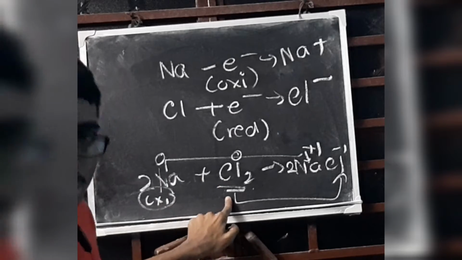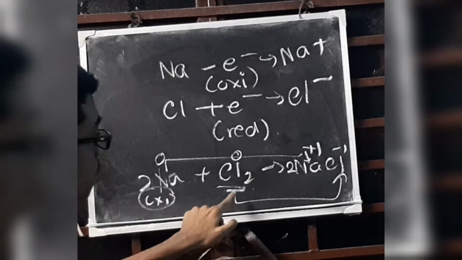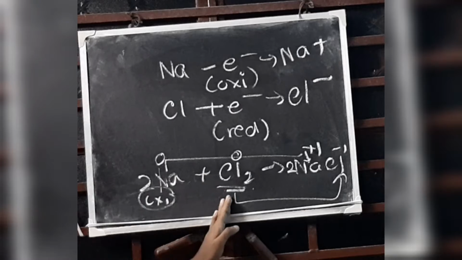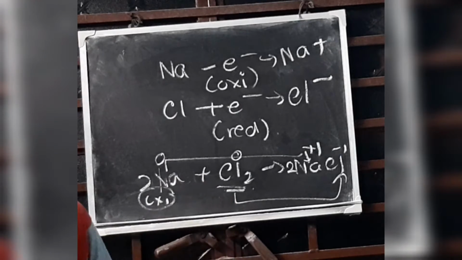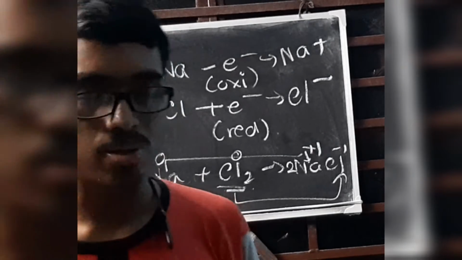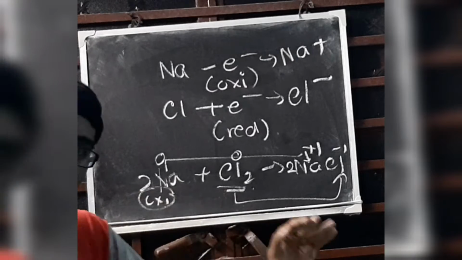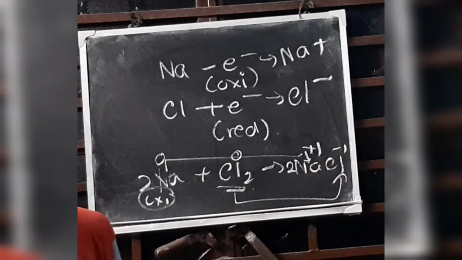This is undergoing oxidation, reduction, sorry, and this is oxidizing this one. So this is acting as a reducing agent. So what can you conclude from here? Metals are good reducing agents. So reducing power decreases across a period.